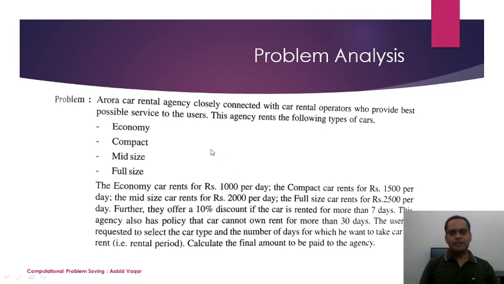Problem analysis can be understood with an example. I have taken this example from your book. So here, if you study it carefully, this is a problem regarding an agency which provides cars on rent. And they have four kinds of cars: economy class, compact, mid-size, full-size. So four categories of cars are available with them, and they provide them for rent. And the rate of the rent per day is given. It's different for all the cars. For example, for an economy car, you will have to pay 1,000 rupees a day. And similarly, a compact car costs 1,500 rupees per day, the mid-sized car 2,000 rupees per day, and the full-sized car 2,500 rupees per day.